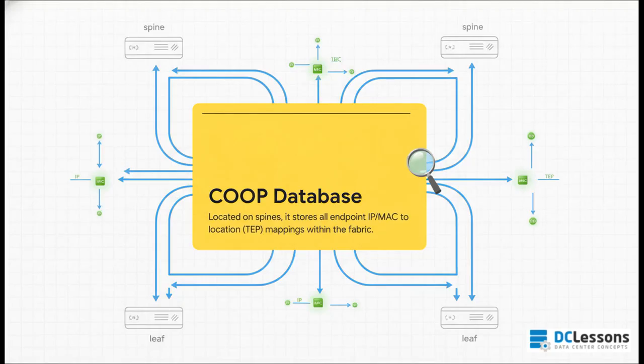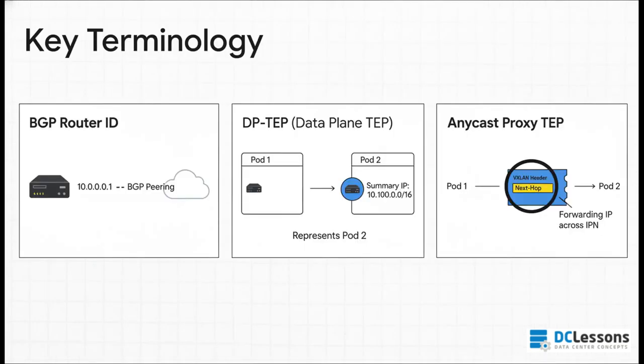Okay, before we connect the pods, let's talk about what happens inside a single pod. The source of all truth is something called the COOP database. COOP stands for Council of Oracle Protocol. Fancy name, right? But just think of it as the fabric's GPS. It lives on the spines, and it maps every single endpoint, every IP and MAC to its exact location. When a leaf switch sees a new device, it just tells the spines, and they all update their maps. Simple as that. So, how do we get those maps shared between pods?